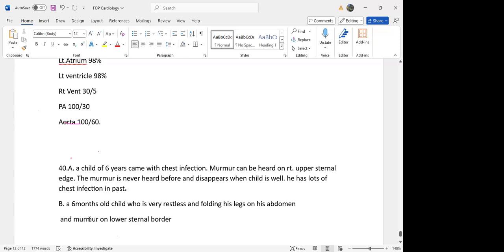Next question. This is a child of 6 years who came with a chest infection. So this child presented with a chest infection. Mum can hear a murmur on the right upper sternal edge. So right upper sternal edge, जहाँ पे aortic stenosis का murmur सुनाया जाता है, वहां पे सुनाया जा रहा है. The murmur was never heard before and disappears when the child is well. He has had a lot of chest infections in the past. So what do you think this murmur is?